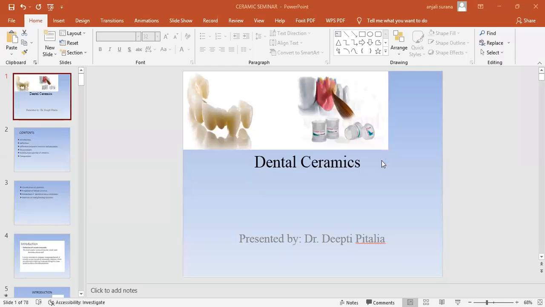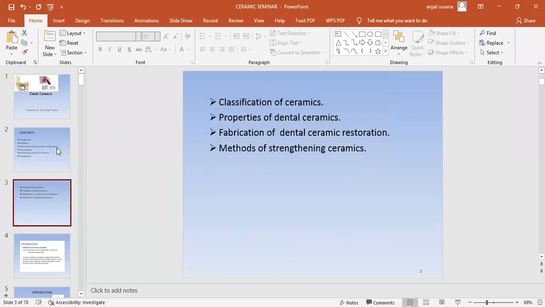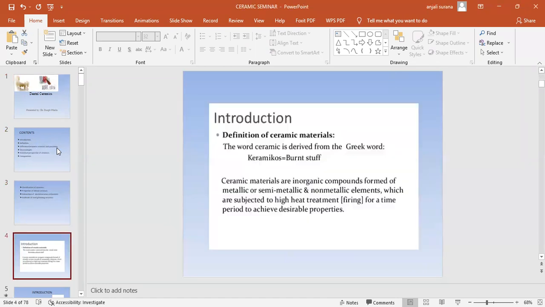Good morning, everyone. Today we're going to study about dental ceramics. The contents for the presentation will be introduction, definition, difference between ceramics and porcelain, terminologies, historical perspective of ceramics, composition, classification of ceramics, properties of dental ceramics, fabrication of dental ceramic restoration, methods of strengthening ceramics.